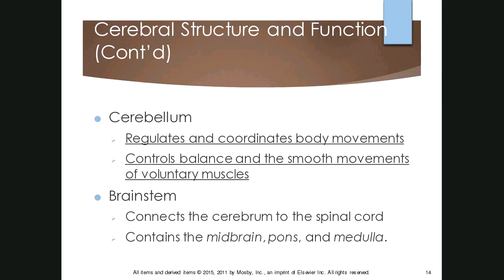The cerebellum regulates and coordinates body movements, controls balance, and the smooth movements of voluntary muscles. The brain stem connects the cerebrum to the spinal cord, and it contains the midbrain, the pons, and the medulla. The midbrain and the pons relay messages between the medulla and the cerebrum, and the medulla controls heart rate, breathing, blood vessel size, swallowing, coughing, and vomiting.